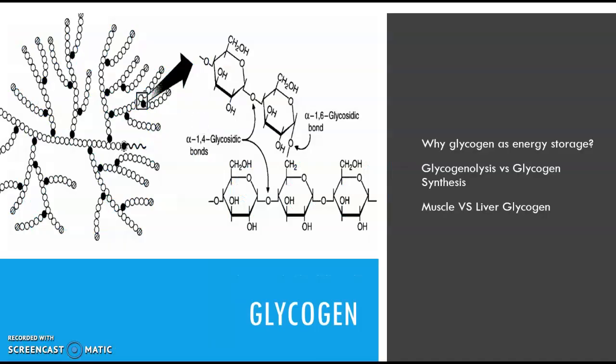So why is glycogen preferable as energy storage compared to fat? The major advantage is that glycogen can produce ATP much faster than fat can produce energy. Also, fat requires oxygen to be turned into ATP, but glycogen can work under anaerobic respiration, without oxygen. However, glycogen has its own disadvantages.